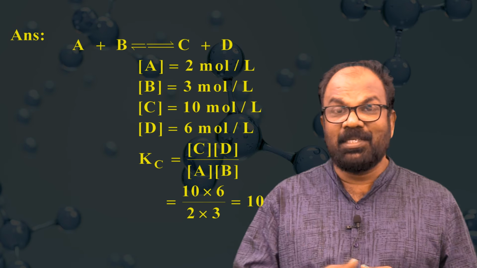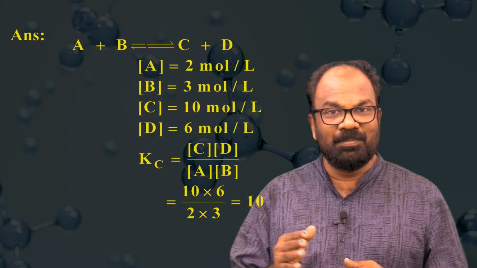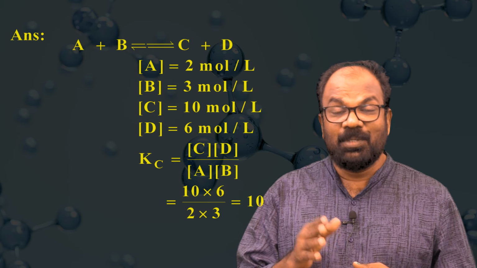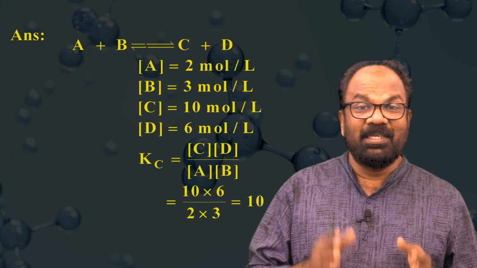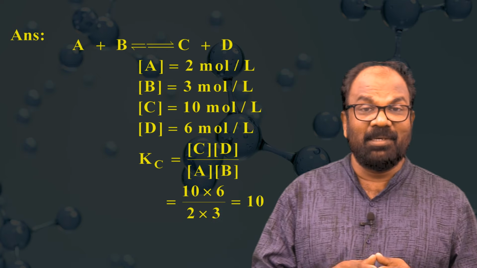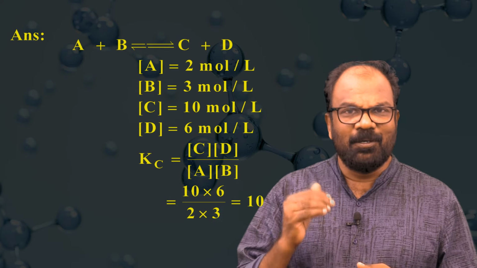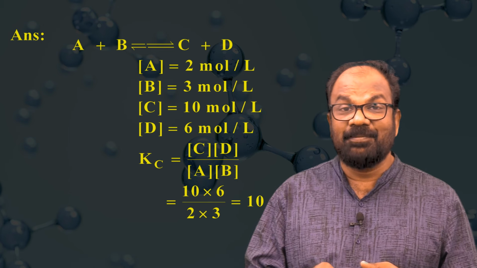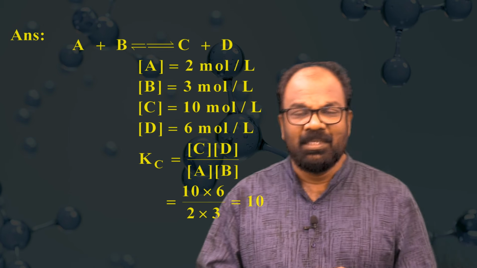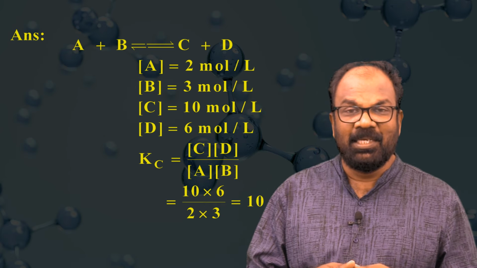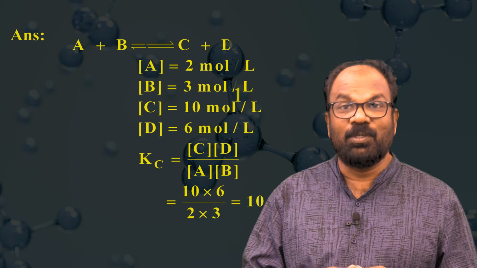The equilibrium concentration of A is given as 2 moles per liter, B is equal to 3 moles per liter, C is equal to 10 moles per liter, and that of D is equal to 6 moles per liter. Here in this reaction, equilibrium constant Kc is equal to concentration of C into concentration of D divided by concentration of A into concentration of B, which is equal to 10 into 6 divided by 2 into 3. Therefore, here Kc is equal to 10.